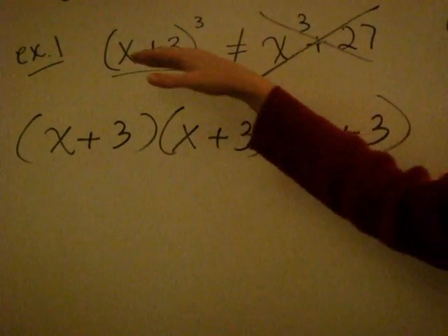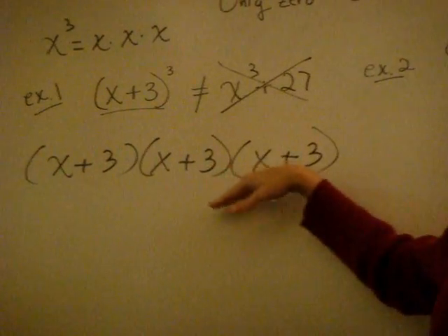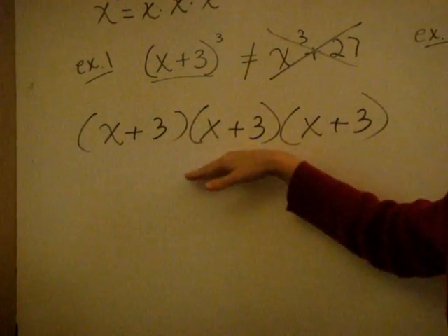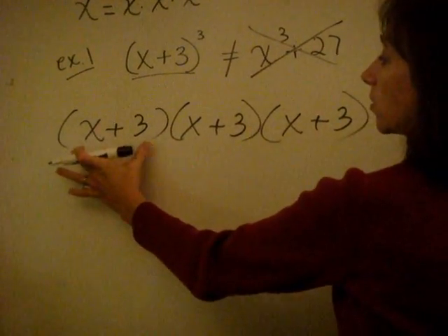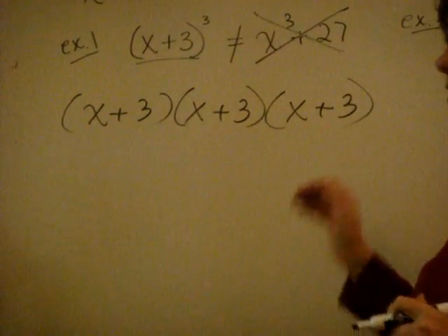Later on in the year, we're going to have a formula to do this so that you don't have to do all this multiplying. But for right now, we don't have a formula, so the only way you can do it is to take x plus 3 times x plus 3 times x plus 3. So you have to deal with 2 at a time. There's no way you can multiply all these together.